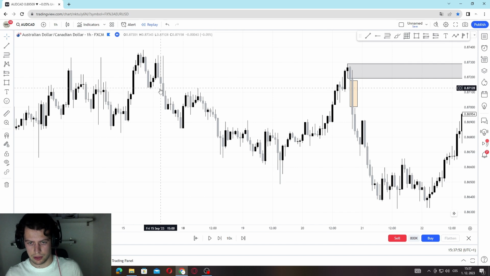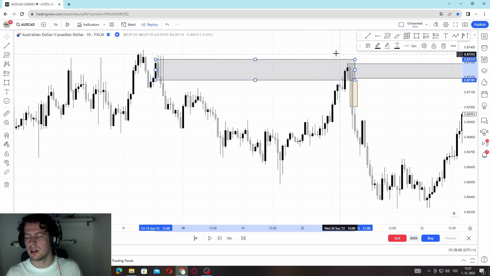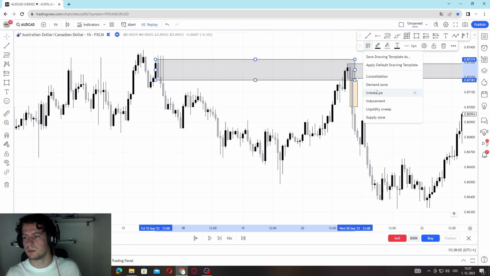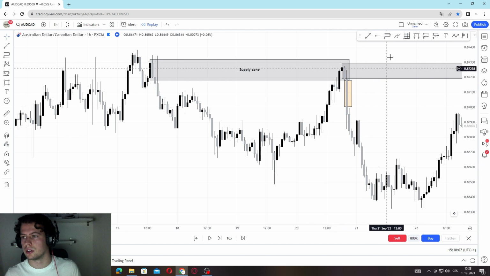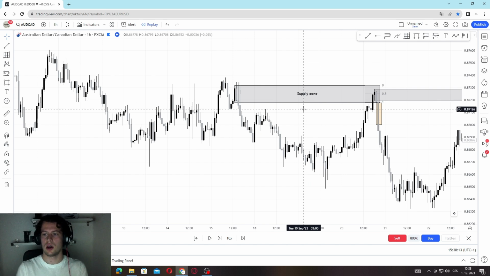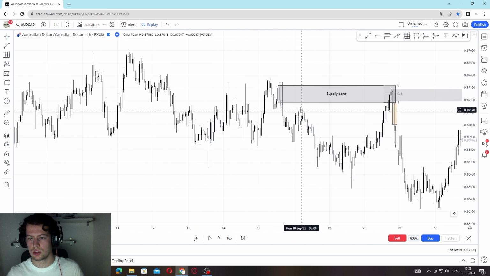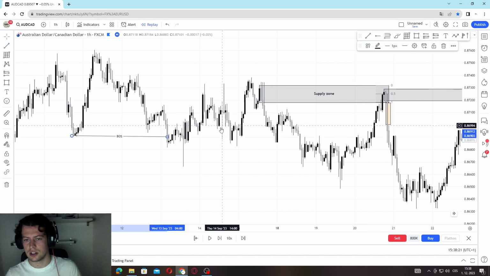Also here you can see there is a small imbalance. Here you have a gap, here you have a gap. Also here you have this wick, this candle, and you can see that price really nicely goes to our zone, to the 50%. If I would tell you a strategy, how I would trade it, I would just look at some break of structure.